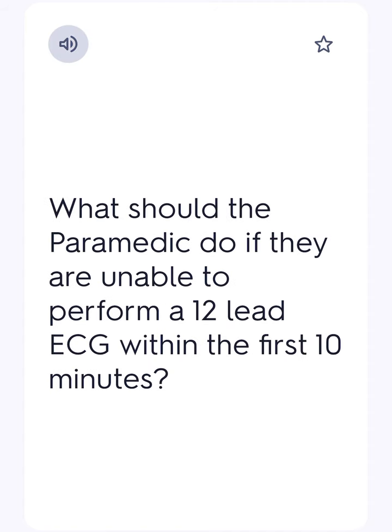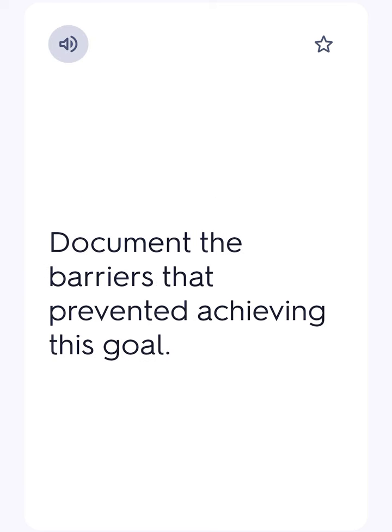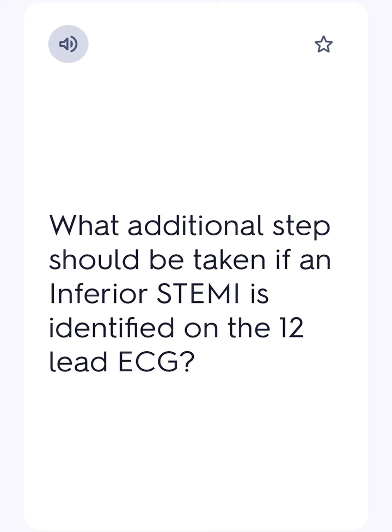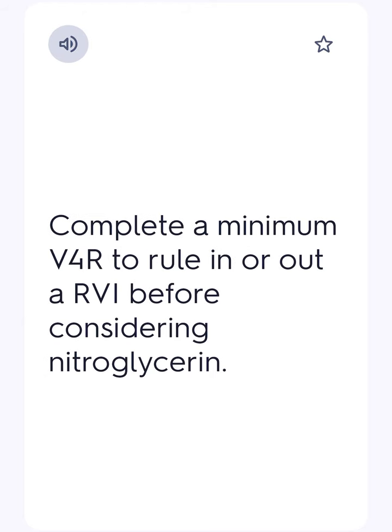What should the paramedic do if they are unable to perform a 12-lead ECG within the first 10 minutes? Document the barriers that prevented achieving this goal. What additional steps should be taken if an inferior STEMI is identified on the 12-lead ECG? Complete a minimum V4R to rule in or out a RVI before considering nitroglycerin.